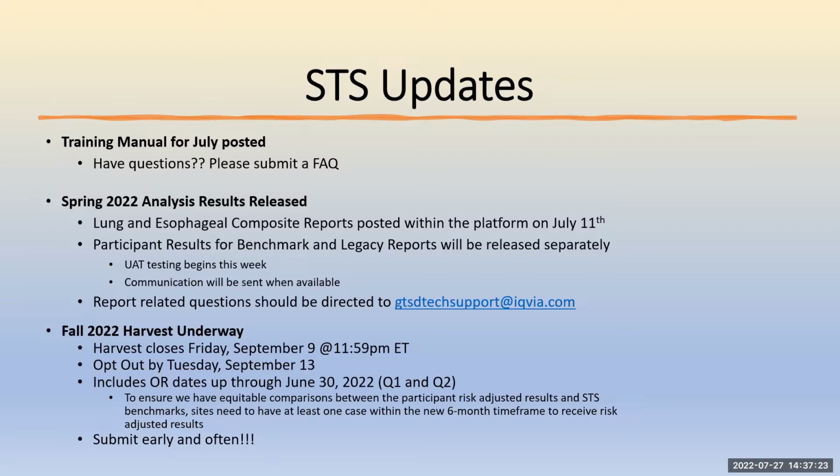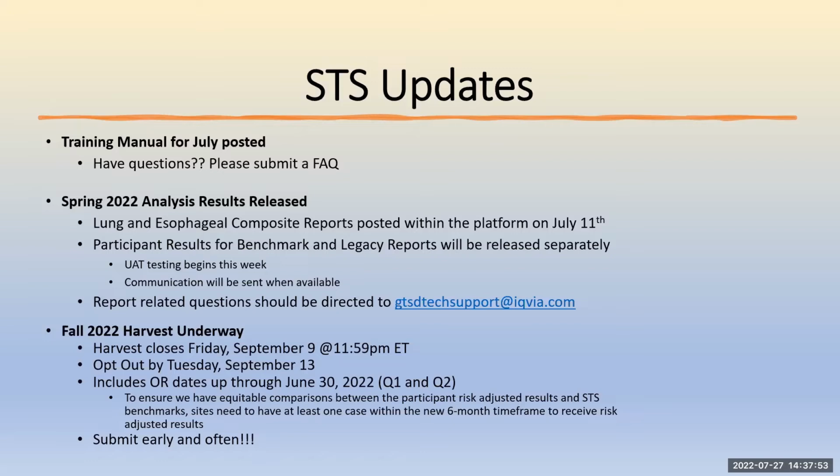If you choose to, you can opt out by Tuesday, September the 13th. Of course, just a reminder, the fall 22 harvest does include OR dates up through June 30th of 2022. Of course, that's Q1 and Q2. And I just wanted to bring this up to clarify, to ensure that we have equitable comparisons between the participant risk-adjusted results and STS benchmarks.